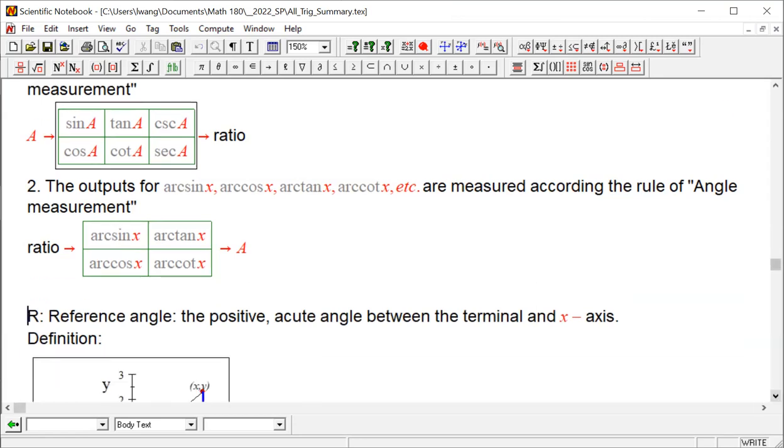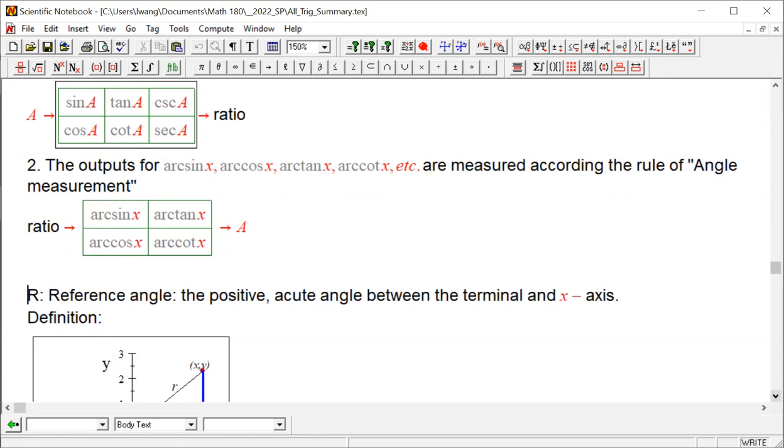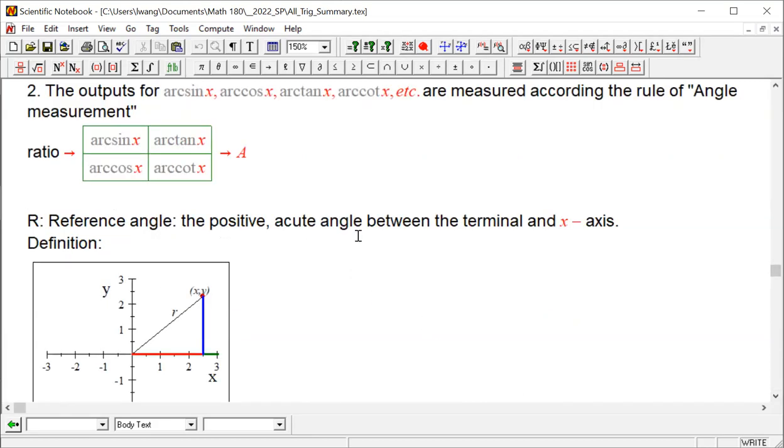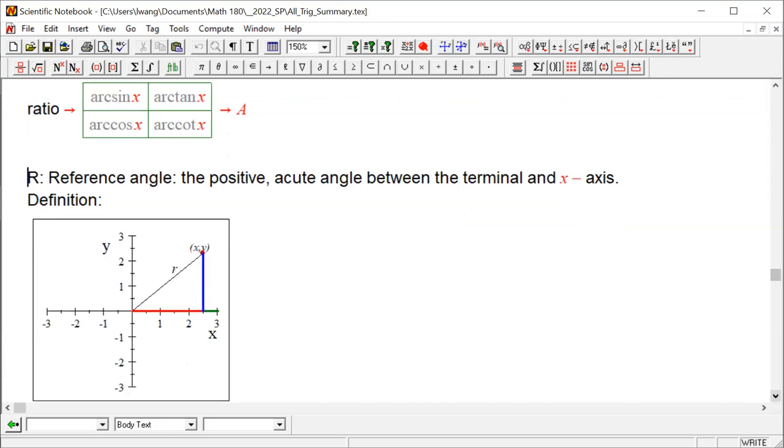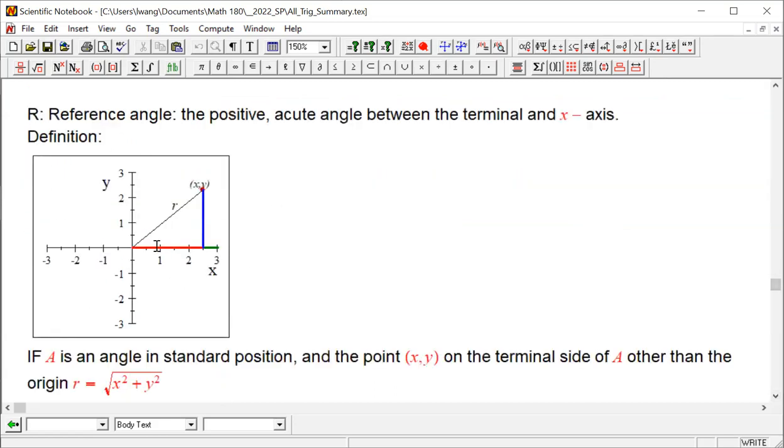All right, reference angle. Reference angle is a different concept. Reference angle is not used for inputs. It's just a reference angle. Reference angles are positive acute angles between the terminal side and the x-axis, and we have used them quite a lot, right? And now comes the definition. In our discussion, we set the stage, right? This is a part of the stage set.